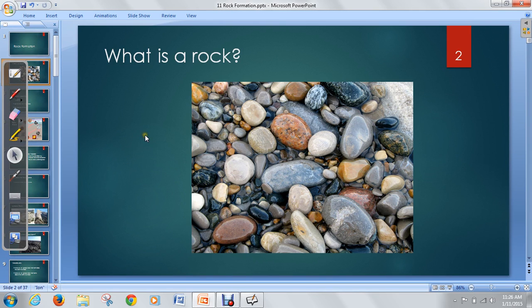First thing we need to ask ourselves is, what is a rock? And we want to compare it to a mineral, because we both know they're naturally occurring and they come from the ground and things like that. But we want to compare what makes something a rock and what makes something a mineral.